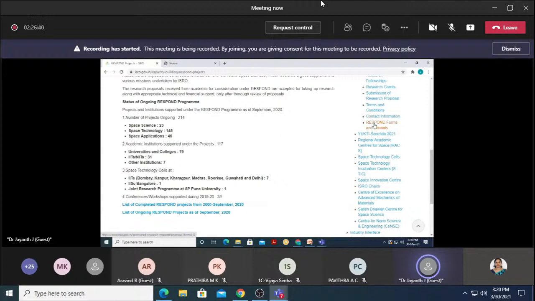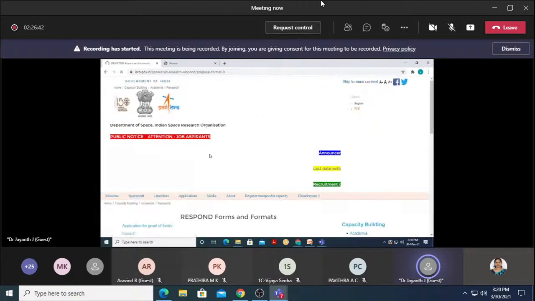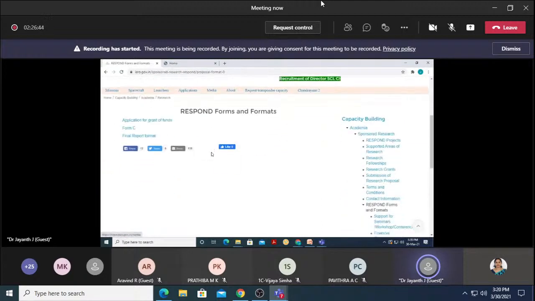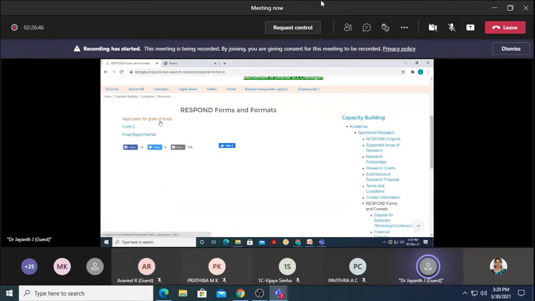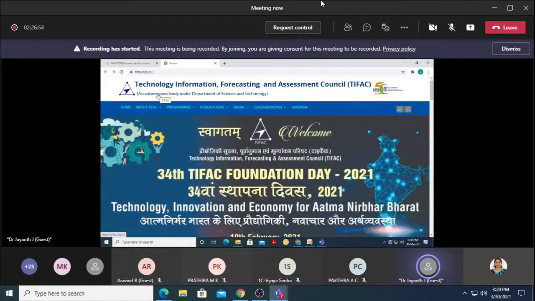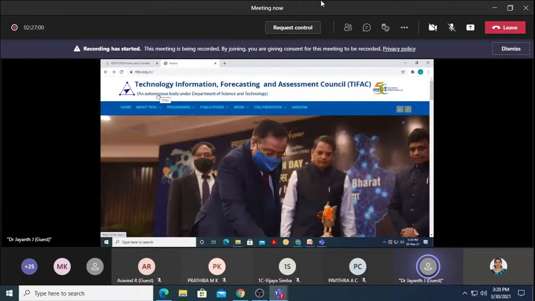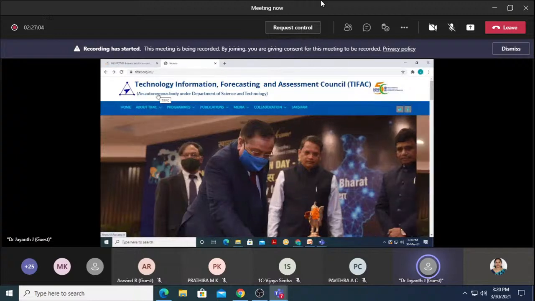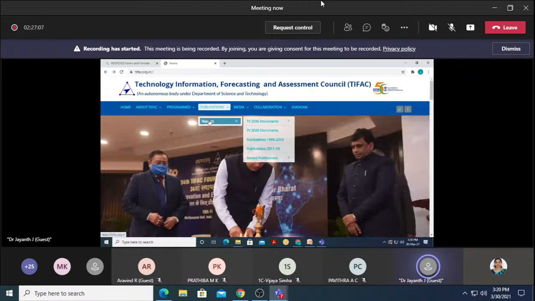You click on here, response schemes and formats. So you will get what formats you need. Form C and final report format. Next one is for MSME channels. So we have the Technology Information, Forecasting and Assessment Council. If you have any startups or any MSME idea that you need to set up in your institution, you can apply through this TIFAC.